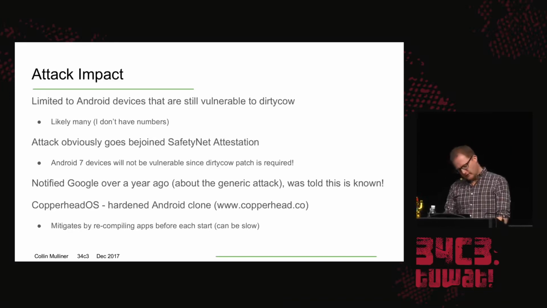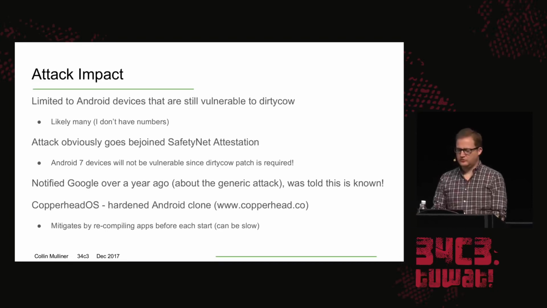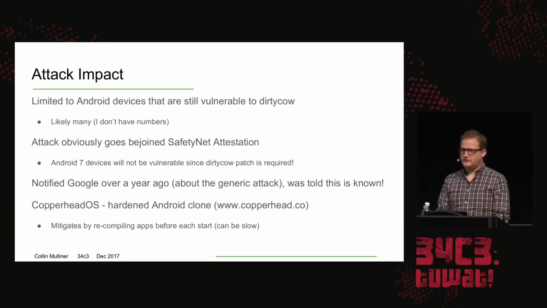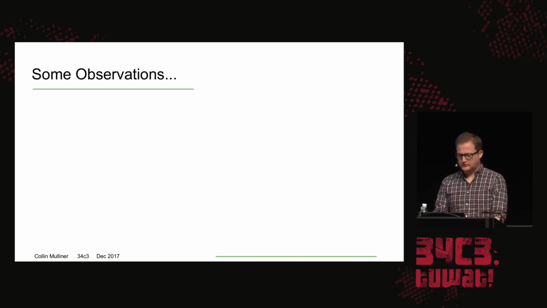The nice part is Android 7 devices will not be vulnerable, because Google changed the policy for their CTS tests, so they will actually check if your kernel still has this bug, and then you will not get Google certification for Android 7 devices. The generic attacker told Google, I guess now it's probably 2 years ago, so they know it, but it's hard to fix. Copperhead OS is a hardened Android clone. They actually, by design, mitigate any kind of these attacks by recompiling every app on every start. That would kill modified ODEX files.